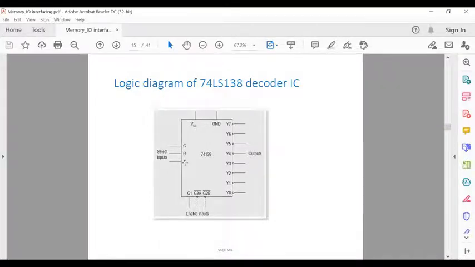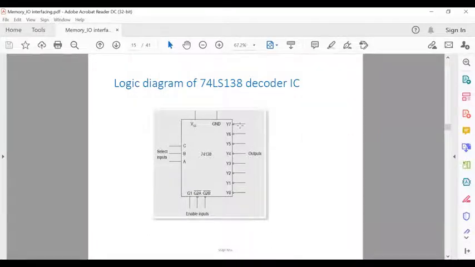If the inputs are 0 0 1, at that time Y1 will be selected, and when it is 0 1 0, Y2 will be selected. When it is 0 1 1, Y3 will be selected. When it is 1 0 0, Y4 will be selected. Then 1 0 1 for Y5, 1 1 0 for Y6, and 1 1 1, then Y7 will be selected. So that is the function of this decoder IC.